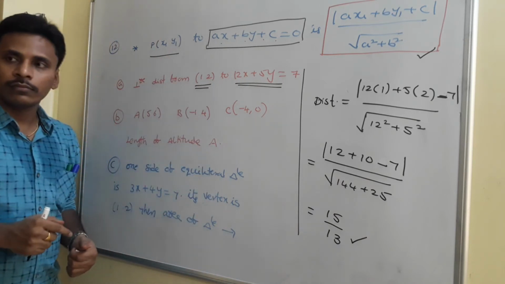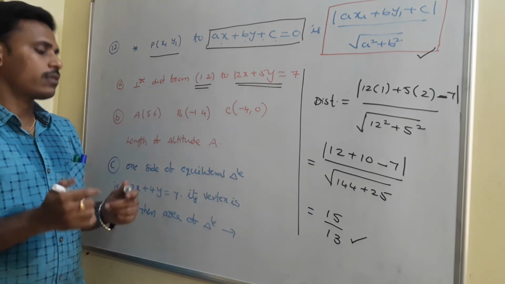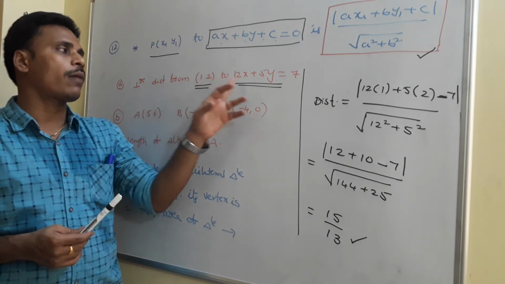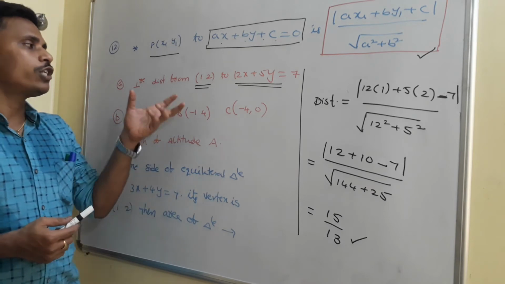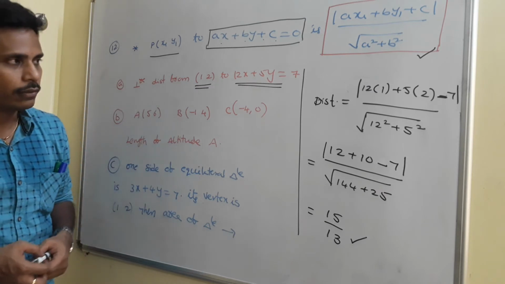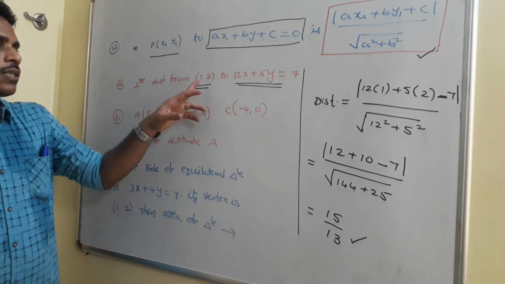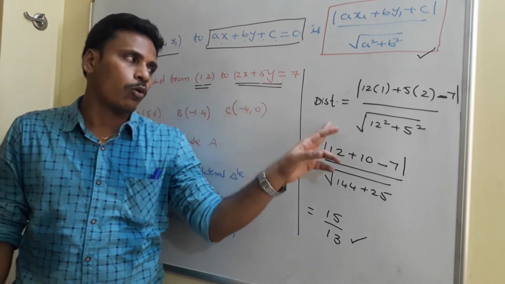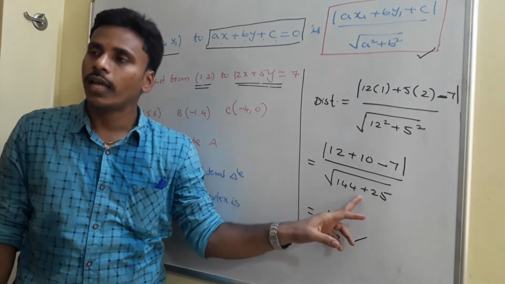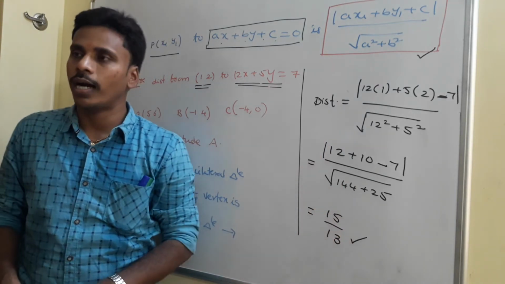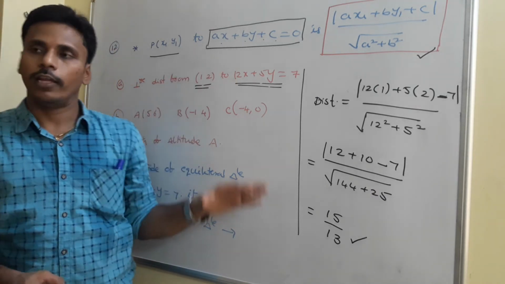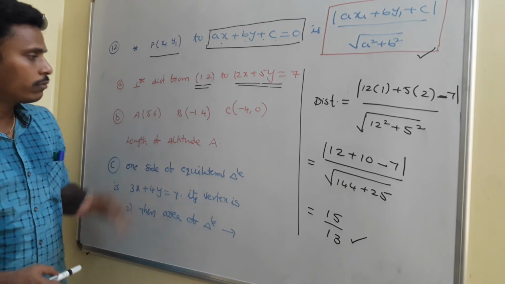Is it clear? The first problem of this exercise is finding the distance from the point (1, 2), which you treat as (x1, y1), to the line 12x + 5y - 7 = 0. Finding the distance is just substituting the point in the equation, using modulus as the numerator, and the root of the x coefficient square plus the y coefficient square as the denominator. On simplification, your answer is 15 by 13. That's it for the distance from the point to the line. I am going to give you the next one.